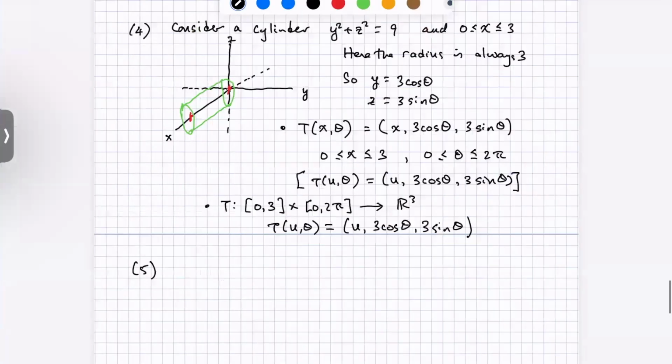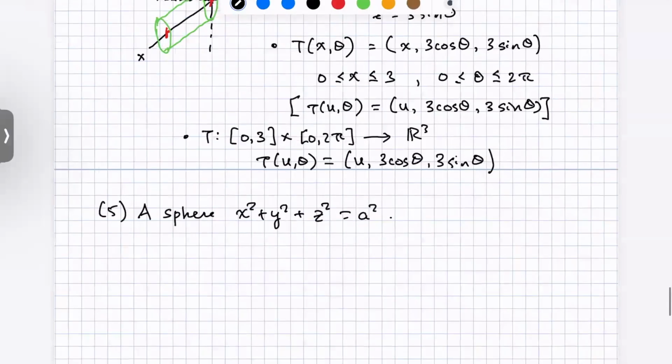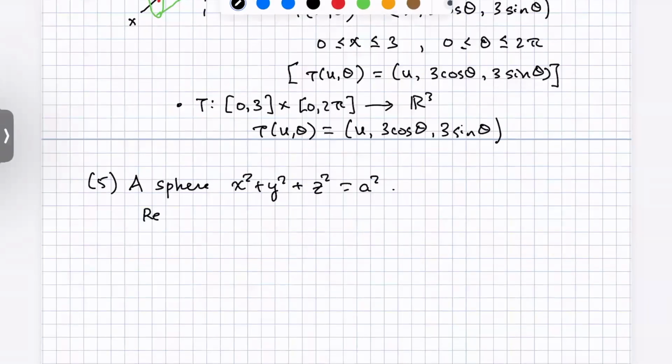Let's tackle the problem of a sphere. Sphere is complicated. A sphere, x squared plus y squared plus z squared equals a squared. Well, let's think about it for a moment. Recall spherical coordinates.